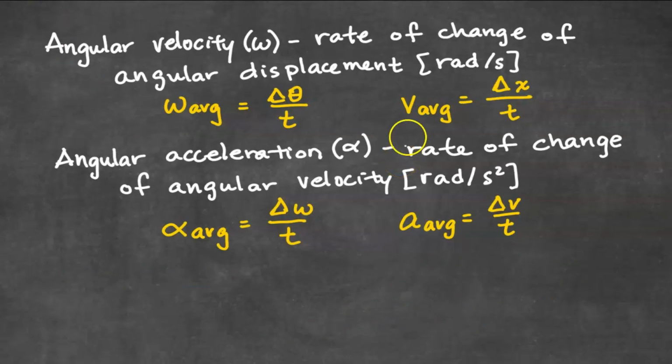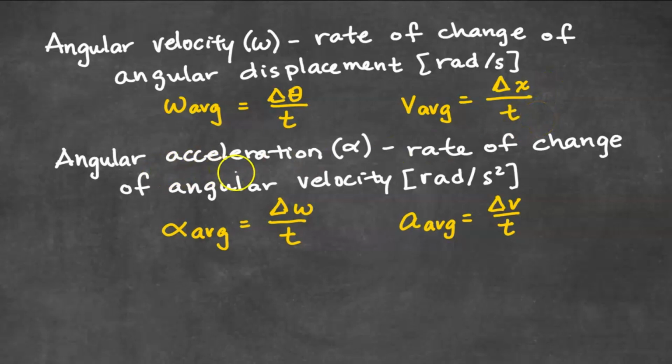Angular velocity is the rate of change of angular displacement. The unit for angular velocity is radians per second, and the symbol for angular velocity is omega. The average angular velocity is equal to the angular displacement divided by the time. The linear version of this is average velocity, which is equal to displacement divided by time.